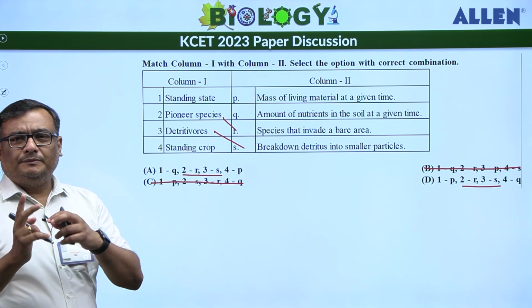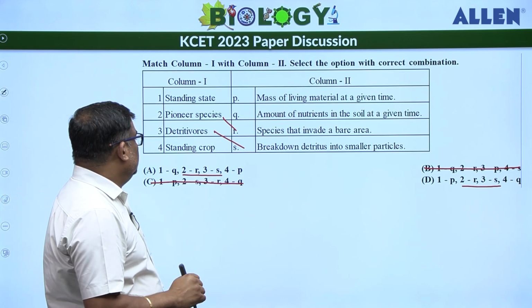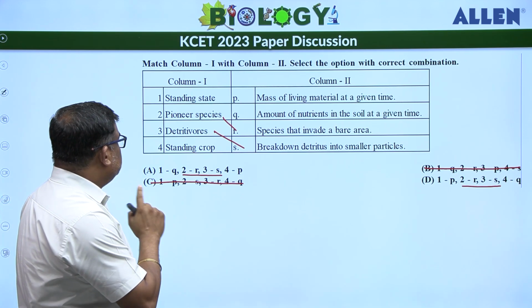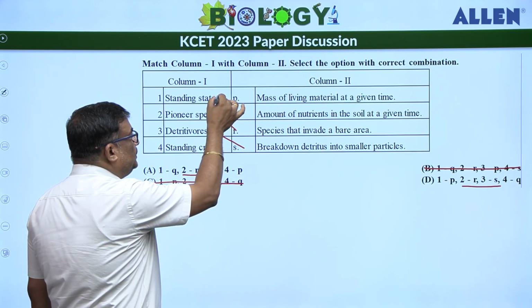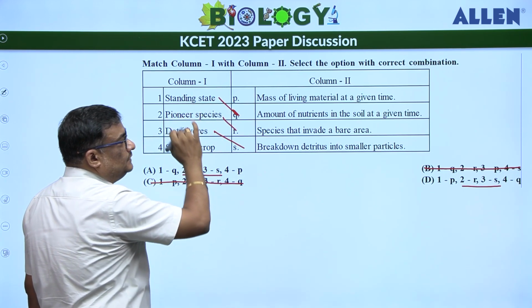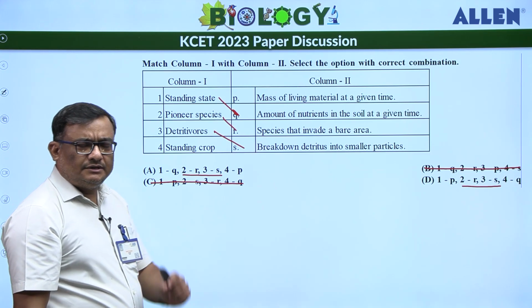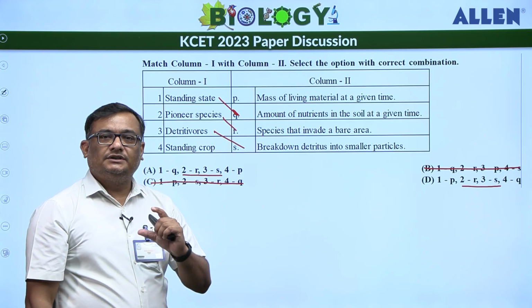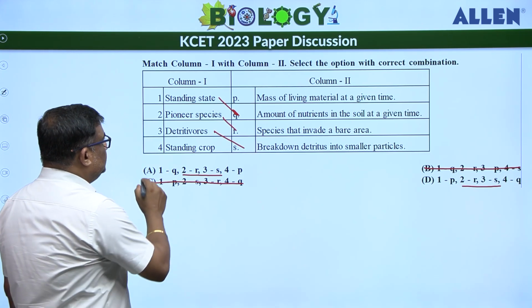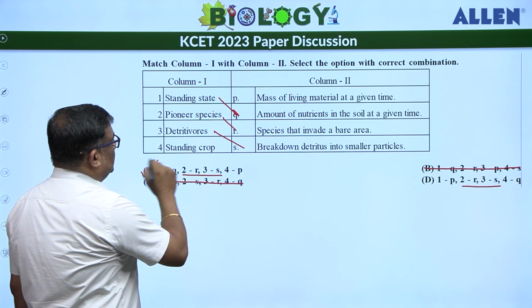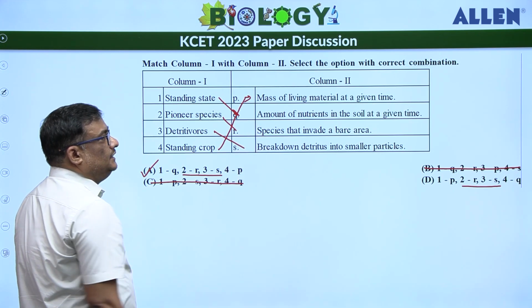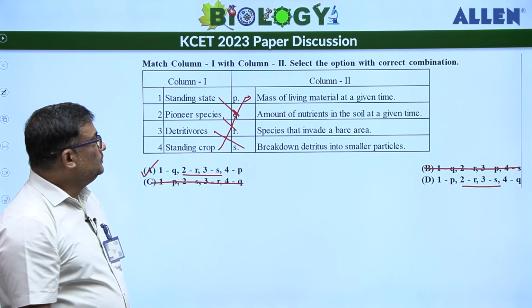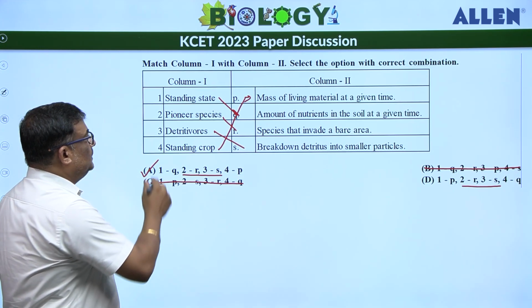See, I am bringing you to a 50-50 condition actually. Now, standing state refers to the amount of nutrient in the soil at a given point of time. That is an NCERT line actually. So the first one is Q, and the second one is the mass of the living material at a given point of time. So the answer to this question is 1.